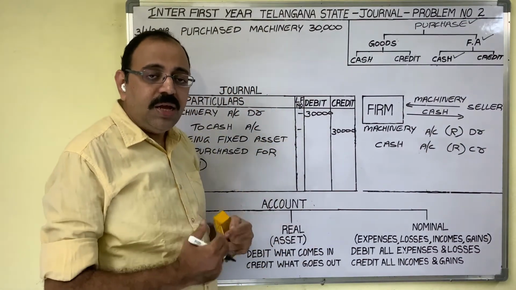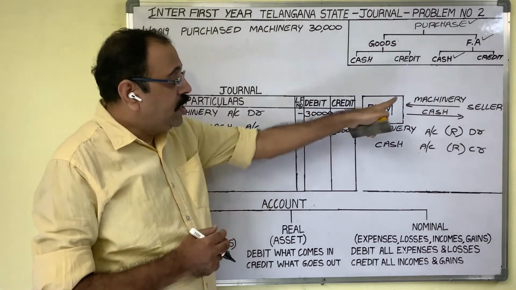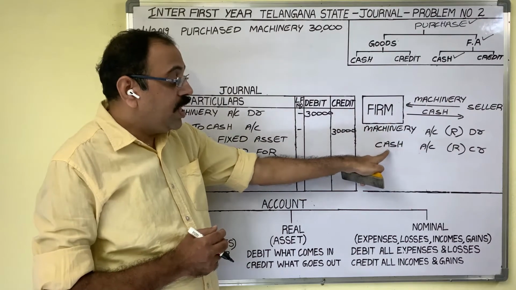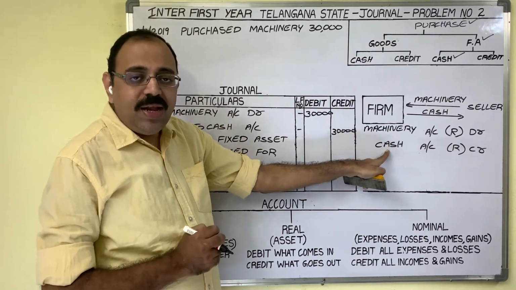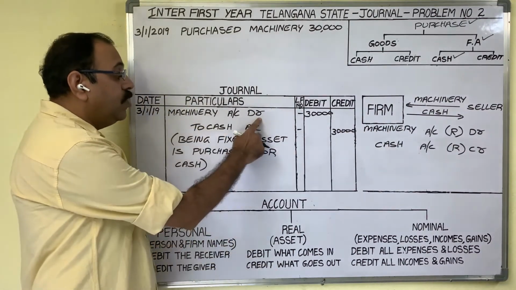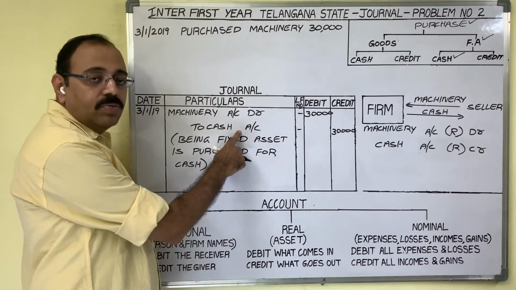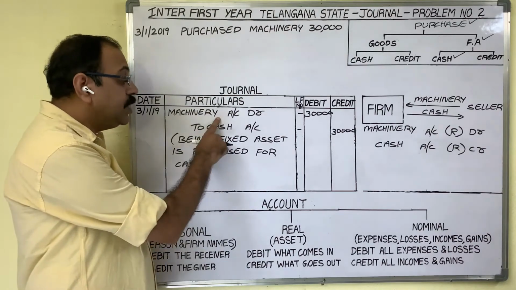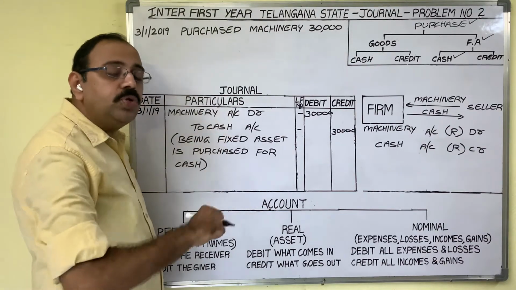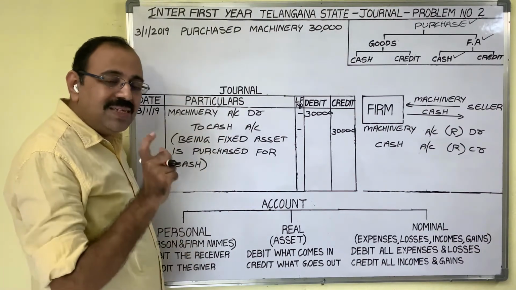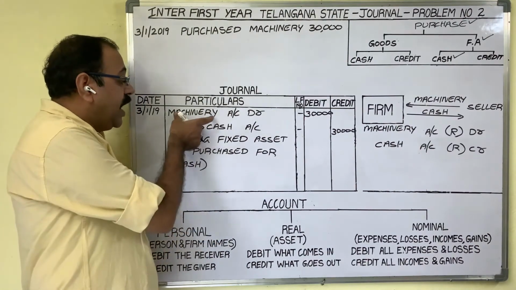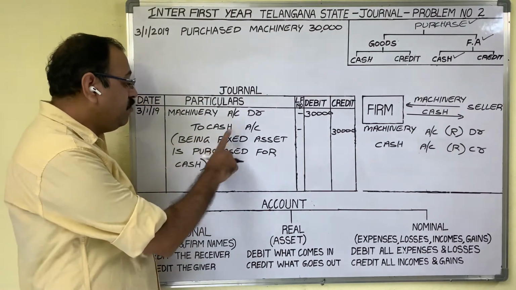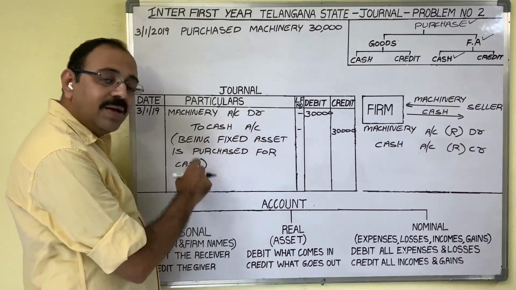Debit what comes in, credit what goes out. Machinery is coming, cash is going. Debit machinery account, credit cash account. Then the final entry is machinery account debtor to cash account. Don't write the purchases word here. When should we debit purchases account? If goods are purchased. If a fixed asset is purchased, that asset name only we should debit. Narration is being fixed asset is purchased for cash.